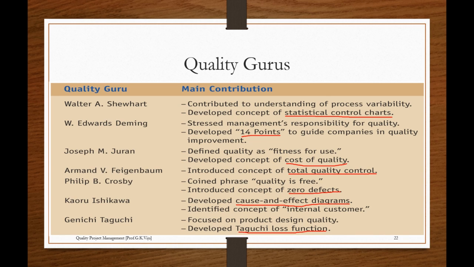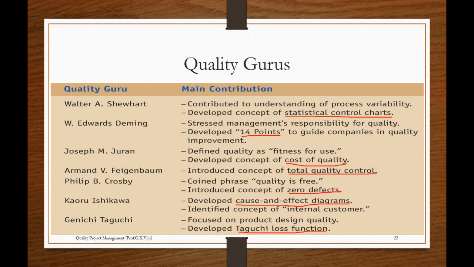Finally, quality gurus. Here are some of the quality gurus. Walter Shewhart introduced the statistical control chart. Edward Deming, the 14 points and Deming's wheel. Joseph M. Juran, cost of quality.